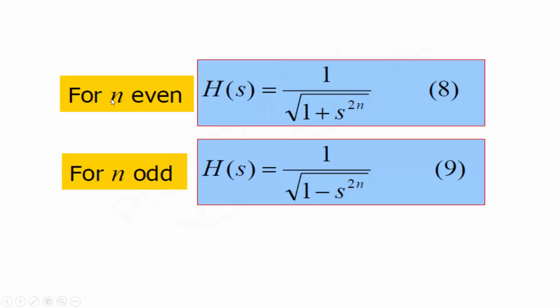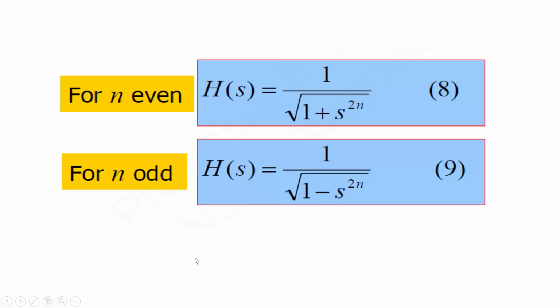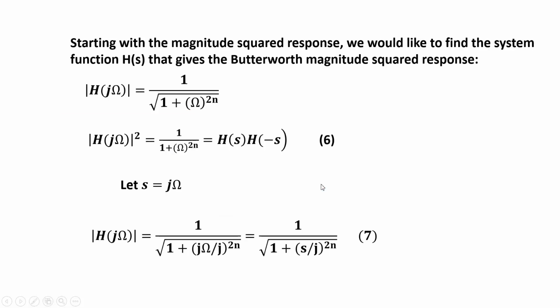Now n, which is the order of the filter, can be even or it can be odd. When n is even, it will take 1 plus s to the power 2n because in that case this power will give j as plus 1, and when n is odd, this j value will be minus, so it becomes minus here. So j will give either positive or negative 1 depending on this power, and it will depend on whether n is even or odd.